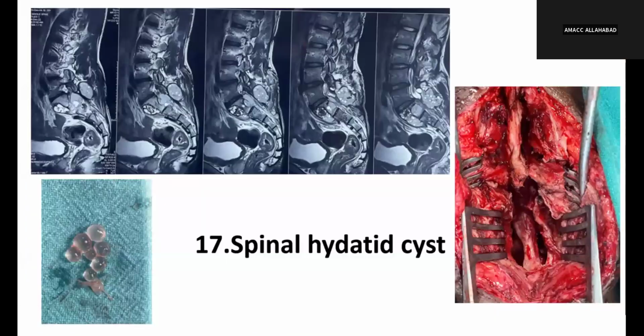So the next case is spinal hydatid disease. This is a very rare case. Hydatid cysts are common in other parts of the body, in the lungs, in the liver, in the muscles as well, in the brain as well. But in the bones and in the spinal cord or vertebral body, it is very rare. The incidence is 0.2% to 1% of all hydatid disease.